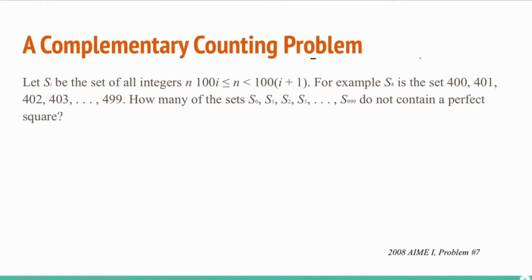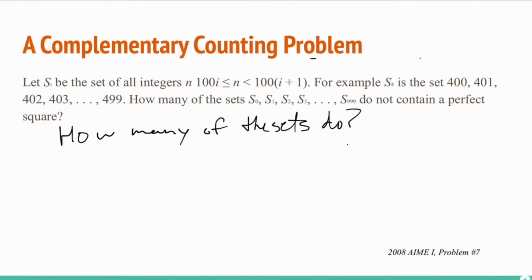Let's now look at a problem that involves complementary counting, or counting the opposite. Let S_i be the set of all integers n such that 100i is less than or equal to n is less than 100i plus 1. For example, S_4 is the set 400, 401, 402, 403, continued, 499. How many of the sets S_0, S_1, S_2, S_3, continued, S_999 do not contain a perfect square? Let's rephrase this question first. How many of the sets do?